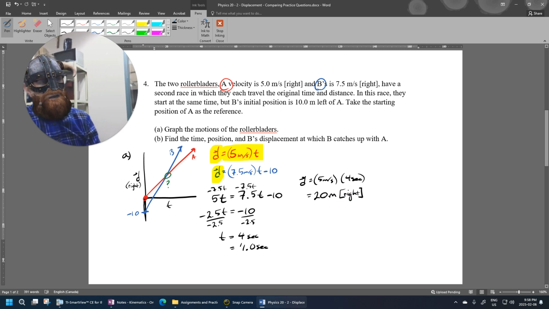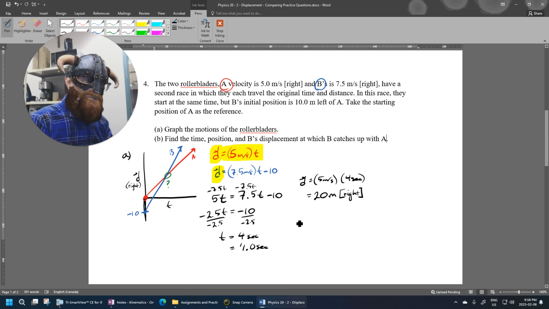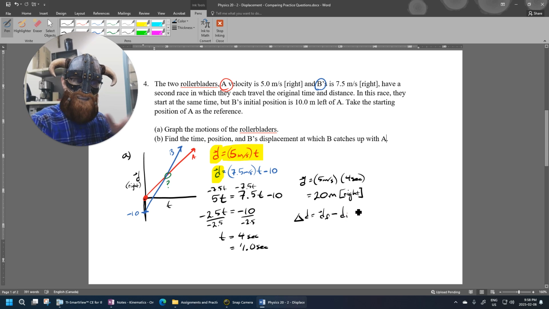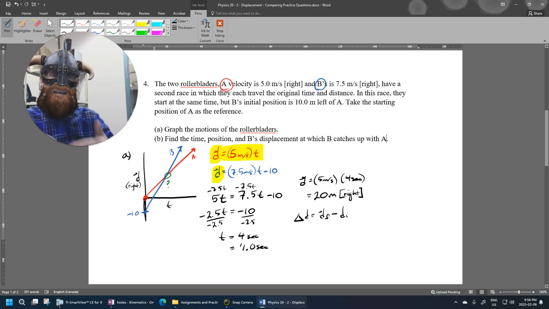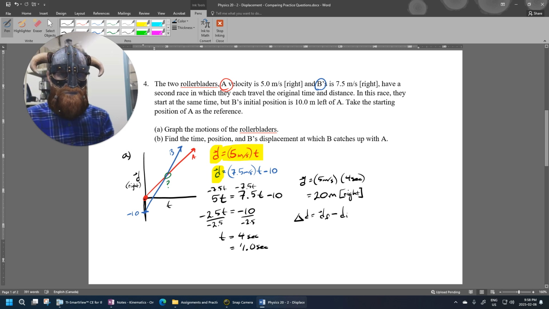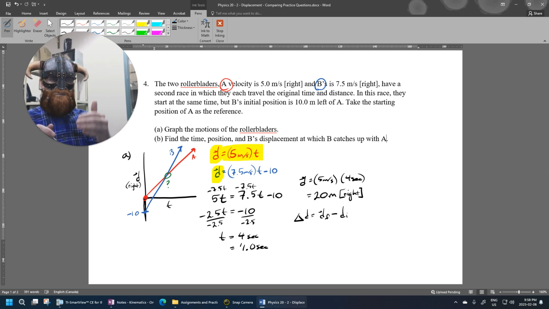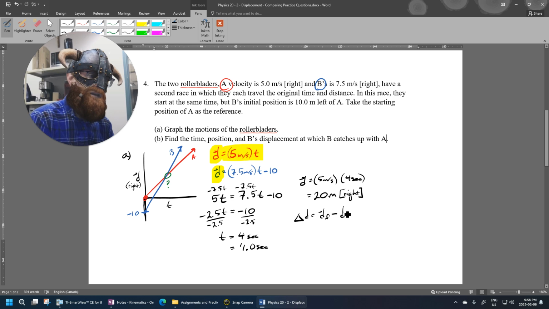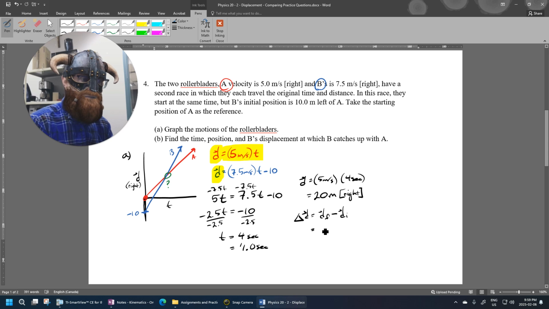Now, to find B's displacement, remember displacement is the change in position. We have to go final, which we found, 20 meters to the right, minus initial. And remember, we're talking about B. B doesn't start at 0. He starts at 10 to the left, which in mathematical terms, if right is positive, is negative 10. So to find the displacement of B, I'm going to take my final position, 20 meters, and minus a negative 10.